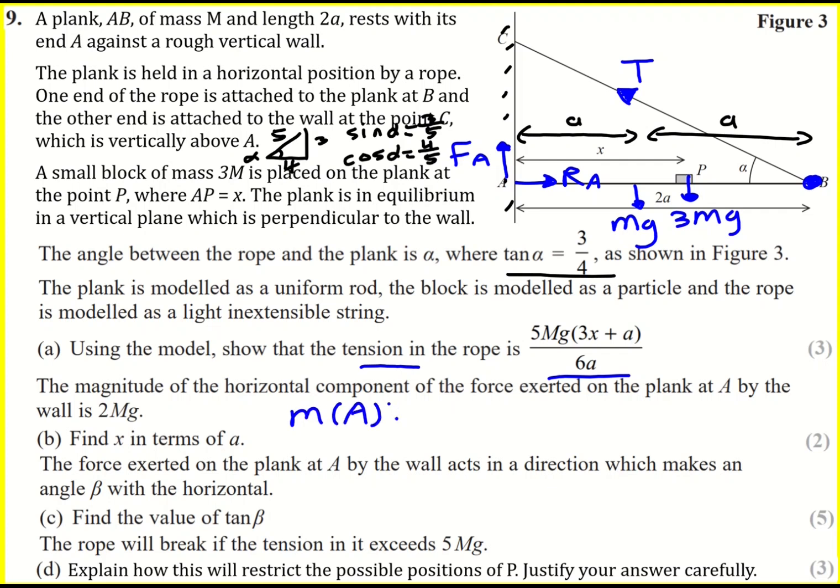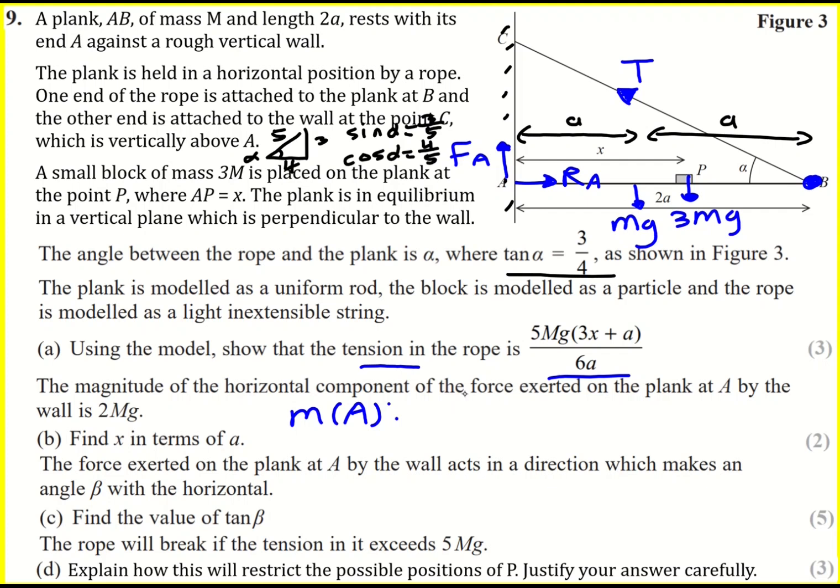Always pick a point that's going to make your life as easy as possible. Generally, taking moments will eliminate things much quicker, because if we take moments about A, there is no component from FA or RA, because the distance from the pivot is 0. Remember, for our moments, it's the perpendicular component of the force times the distance away from the pivot.